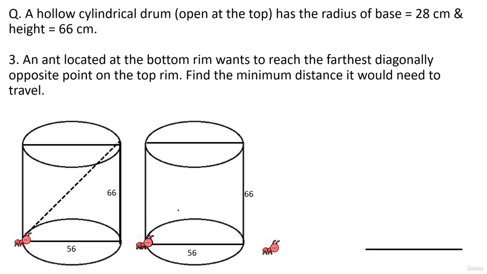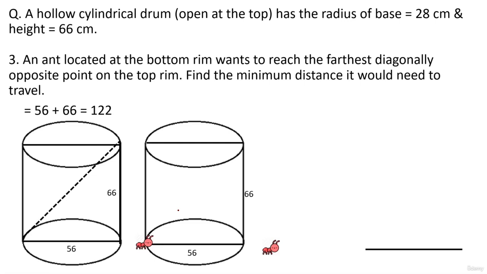Minimum distance find करना है. एक तरीका ये होगा, the ant can travel this distance across the diameter and this height. So this is one way the ant could travel. Let's check what that distance is equal to: 56, the diameter, plus 66, the height. The total distance is 122. So that is one possibility.